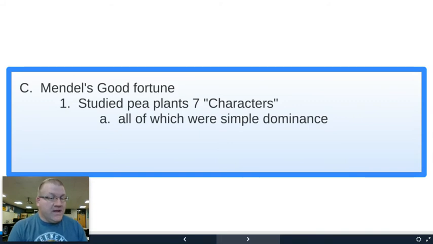Now, Mendel had some amazing good fortune. He studied 7 characteristics, or what he referred to as 7 characters. We would call those today 7 traits, all of which were simple dominance, which is amazing because other forms of inheritance patterns show up in plants regularly. So if any of these 7 characters had been transferred through something other than simple dominance, he might have had a much more difficult time figuring out what was going on.